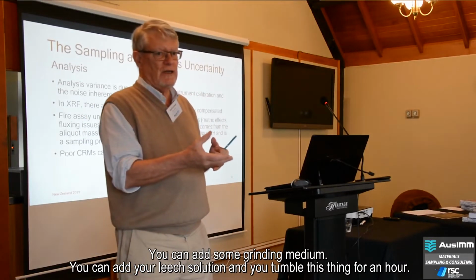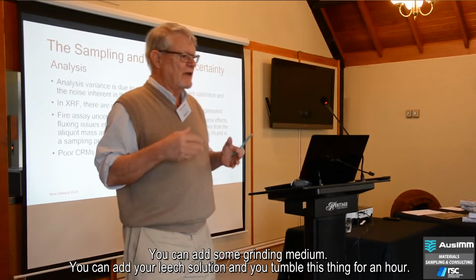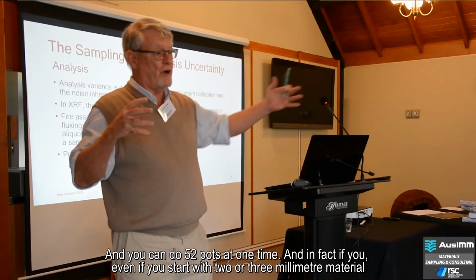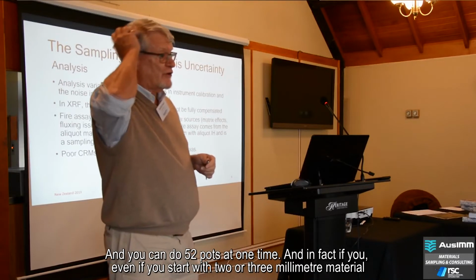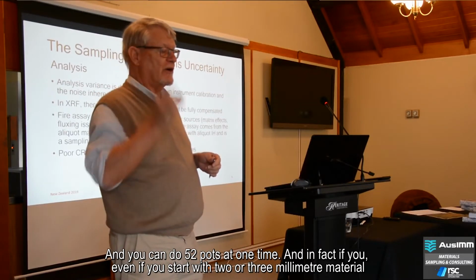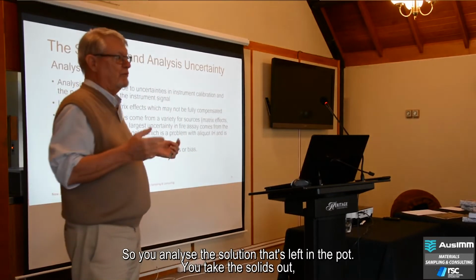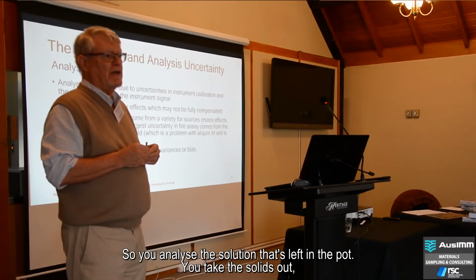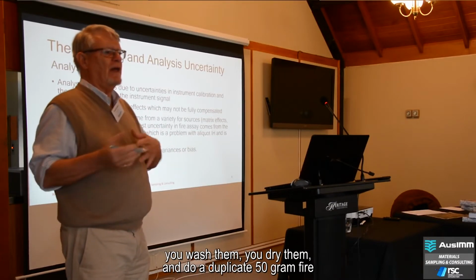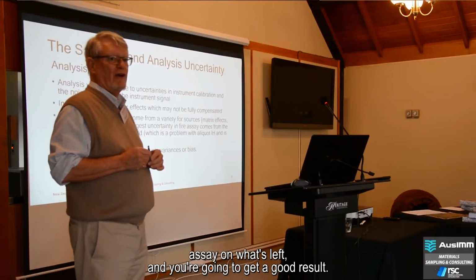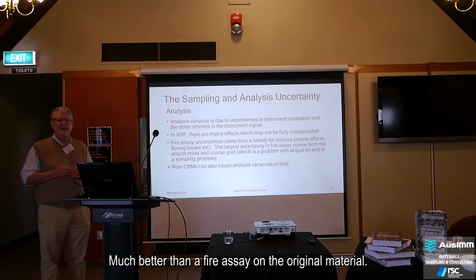You can add your leach solution, and you tumble this thing for an hour, and you can do 52 pots at one time. In fact, even if you start with 2 or 3 millimeter material, by the end of the hour it's down to 75 microns. So you analyze the solution that's left in the pot, you take the solids out, you wash them, you dry them, and do duplicate 50-gram fire assays on what's left, and you're going to get a good result. Much better than a fire assay on the original material.